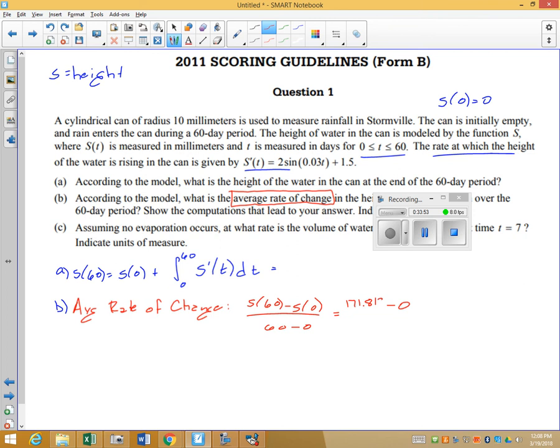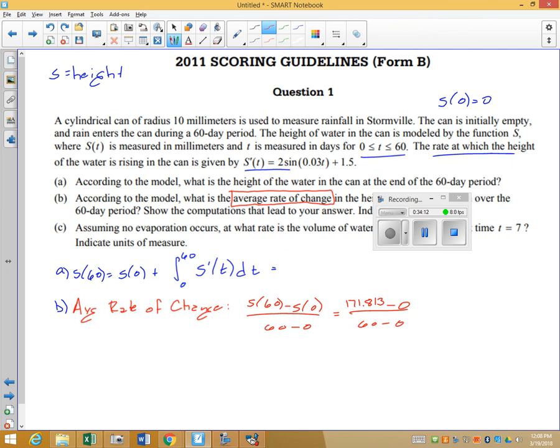Maybe that's why they call it Stormville. What are we measuring that in? Oh, millimeters. I was thinking inches. Okay. Not as much as I thought. So Stormville is not very appropriate. Anyway, that over 60 minus 0, slap in calculator, get an answer. Are we good?